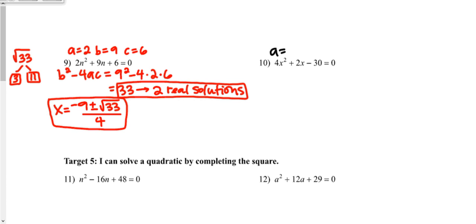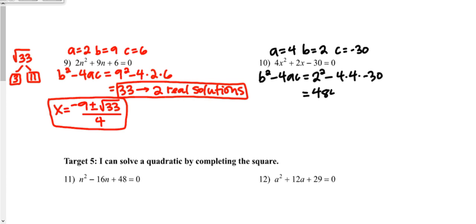Last one for quadratic formula, but same process. So we're going to start with the discriminant. And it will be paired up like this on your test. You will be asked for the discriminant first, and then you'll go ahead and solve. So 2 squared minus 4 times 4 times negative 30. So we get 484. And that means we're going to get two real solutions because it's positive. That's something you want to make sure you have on the reference sheet as well. Just what does that mean if it's positive, negative, or 0?